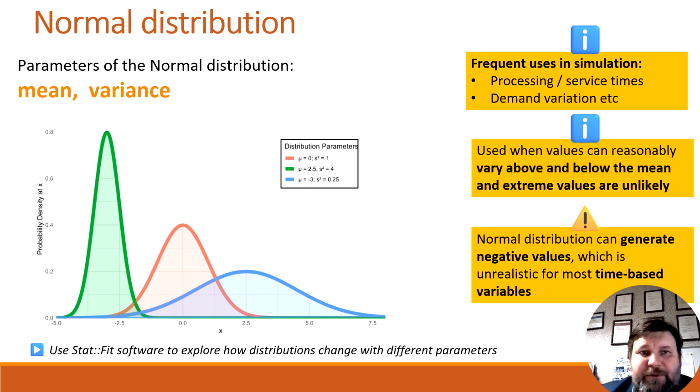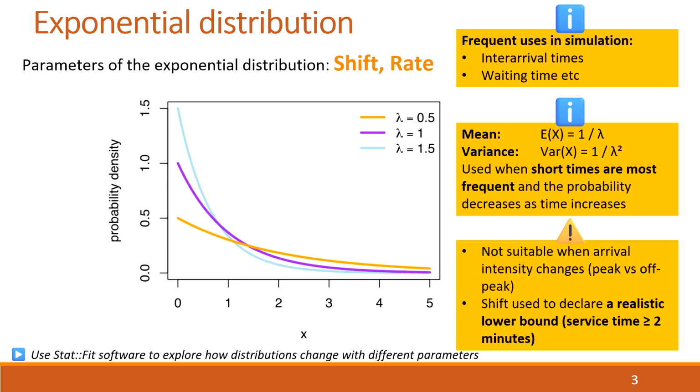So, to explore how the parameters mean and variance are impacting the normal distribution, I would recommend you to see a software which is called StatFit and explore how changing the parameters affects the shape of the distribution. The StatFit simulation software is available in our course.